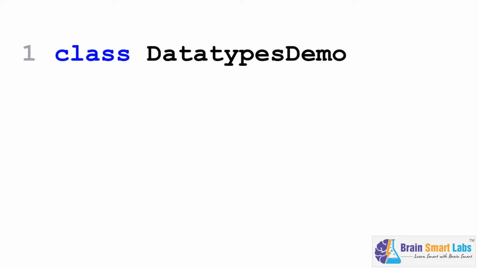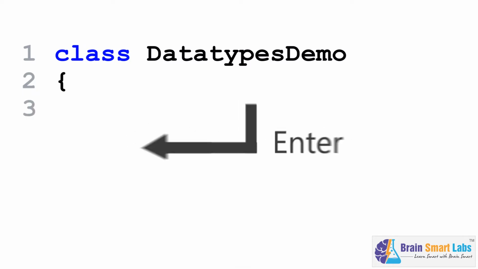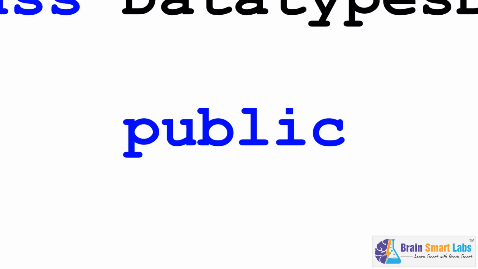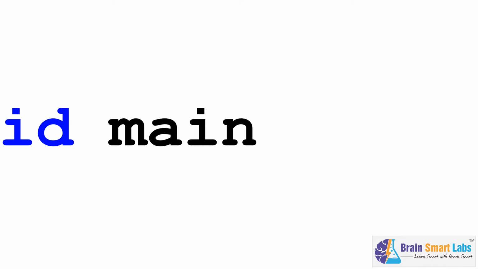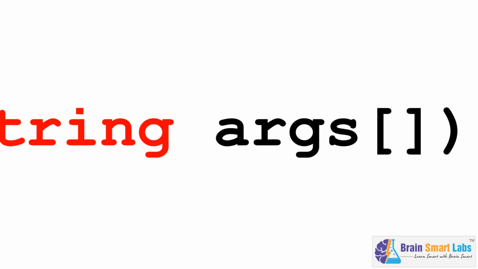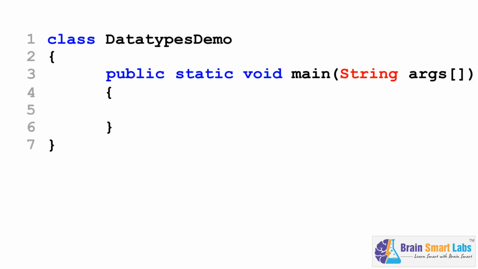That is, class DataTypesDemo. Please note that the class name we have typed here must be the same as our source code file name. Open and close the curly braces and in line number 3, start typing the code public static void main, followed by String args in small parentheses. Enclose the main method with curly braces and starting with line number 5, we are going to demonstrate how various data types work in Java.